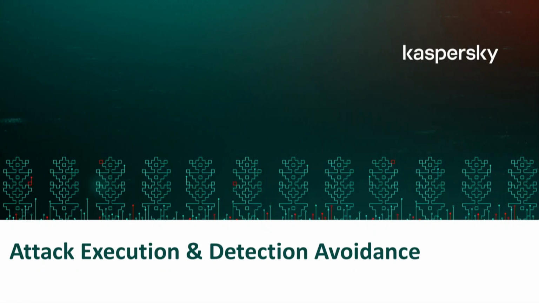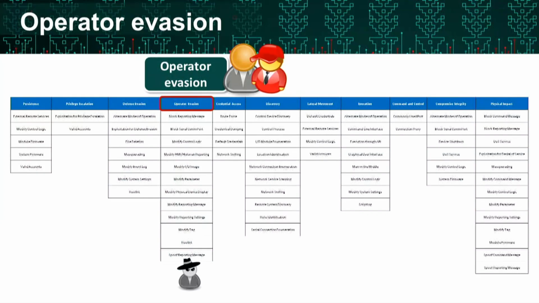Next, let's look at attack execution and detection avoidance, because this is also a big part of the MITRE framework. So for example, one of the tactics which is currently in the model is operator evasion. The problem is, yes, we need to evade operator intervention, but the operator is not the only component from the control infrastructure which we need to evade.